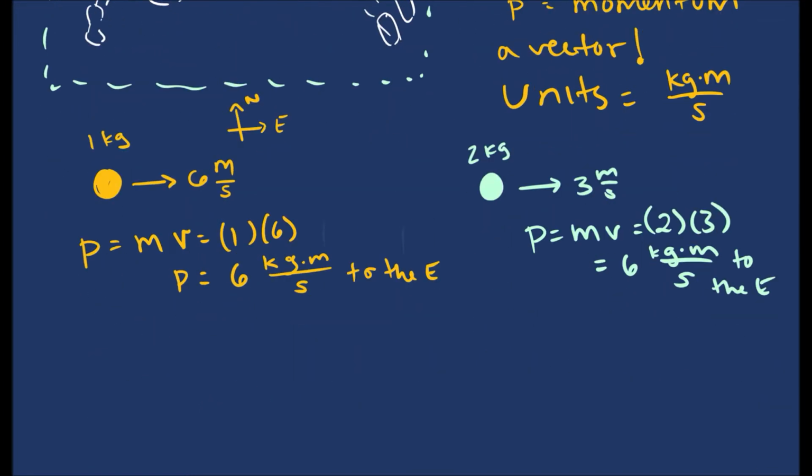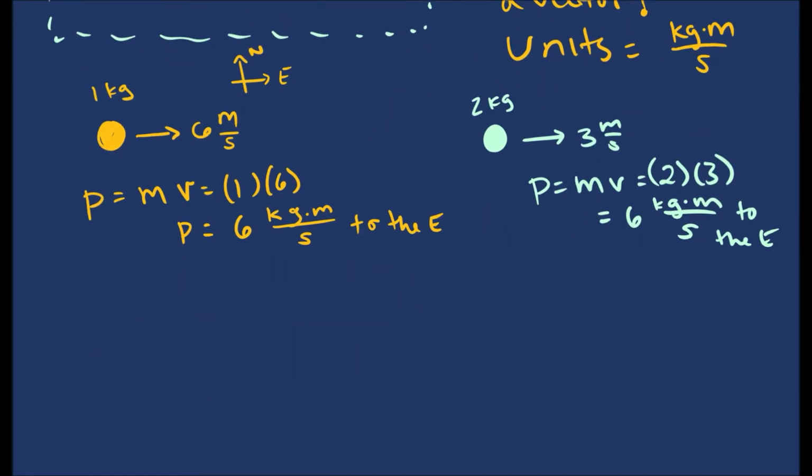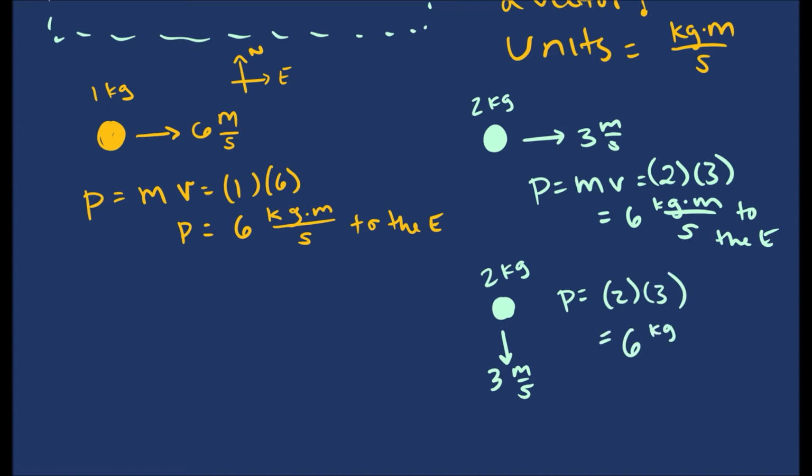Okay, but let's say that instead this 2 kilogram ball was moving south at 3 meters per second. It's still 2 kilograms. We calculate the momentum. 2 times 3 equals 6 kilogram meters per second, but this time it's to the south. Because direction is a part of momentum, this is not the same, because it has a different direction.